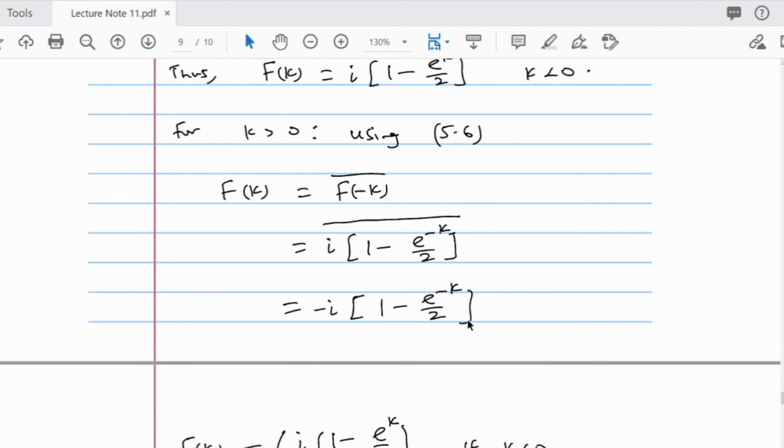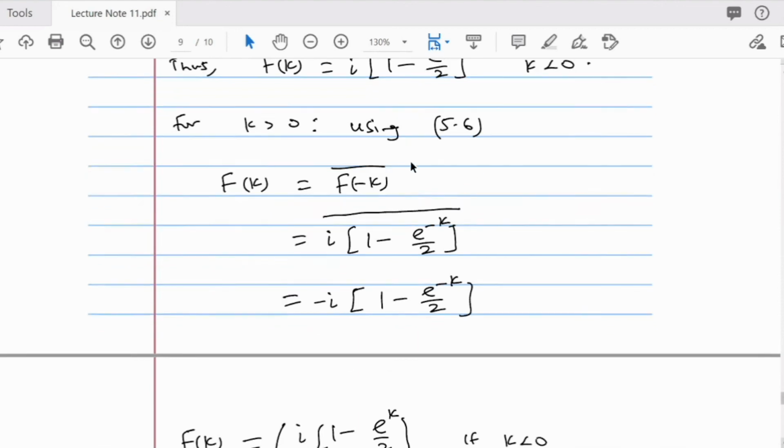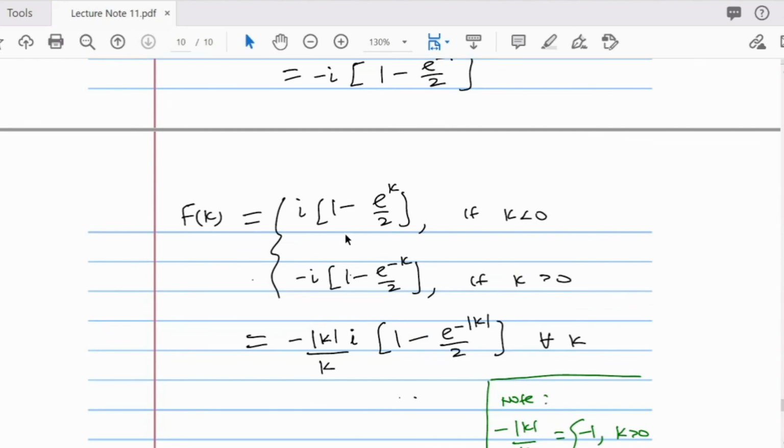So try to combine the two together. This is for k less than 0. This is for k greater than 0. So look at the ones that depend on k. The side that depends on k is this side here, which is the same as modulus of k all over k. And so this is the combination of everything.